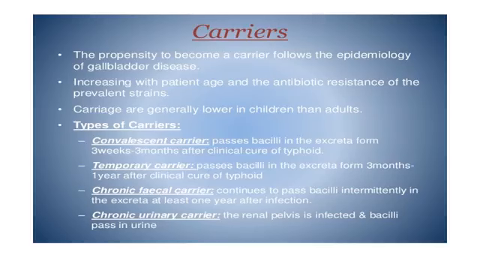Carriers are important, especially in the adult group. They are less common in the pediatric population, but briefly we have to discuss it. The propensity to become a carrier follows the epidemiology of gallbladder disease, and it increases with the patient's age and antibiotic resistance of the prevalent strain. The carriage rate is generally lower in children than adults, as I have already mentioned. And there are 4 types of carriers: convalescent carrier, temporary carrier, chronic fecal carrier, and chronic urinary carrier.